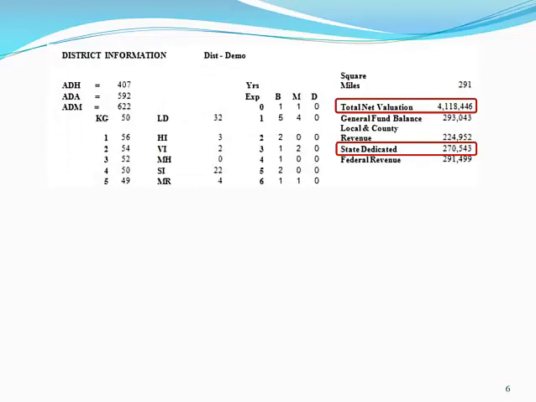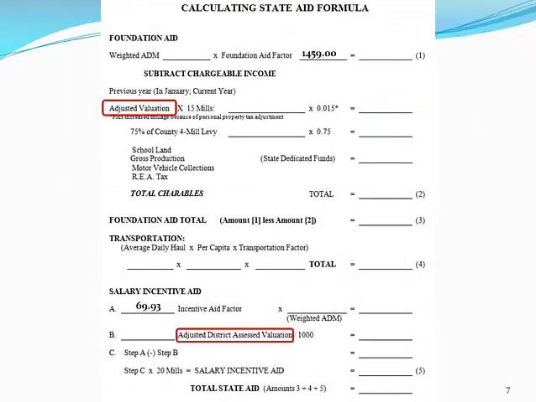If we go to our district information, the first couple of items here we're going to look at are the net valuation and the state dedicated funds. So you see here, I've highlighted 2 spots on our sheet. The adjusted valuation or the net valuation, they're the same thing. This is your property taxes, okay? So this is how much money the district generates through local property taxes. And we're going to put it in 2 places. We're going to put it in the foundation side of the formula and the salary incentive side of the formula.